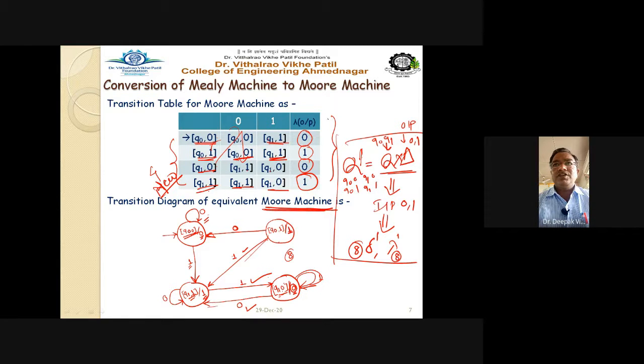Once the transition table for this state Q dash is written, it is easy to draw the equivalent transition diagram for the equivalent Moore machine. Getting this point? Okay. So let us go to another example.